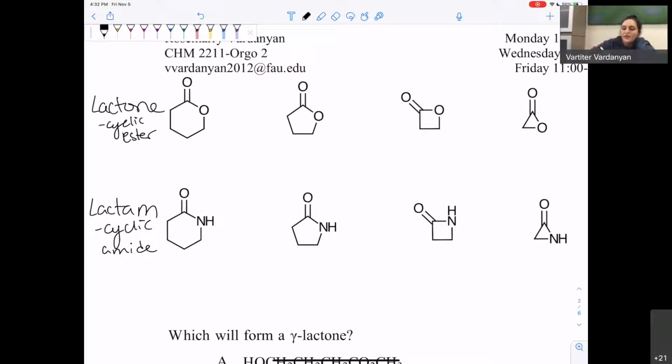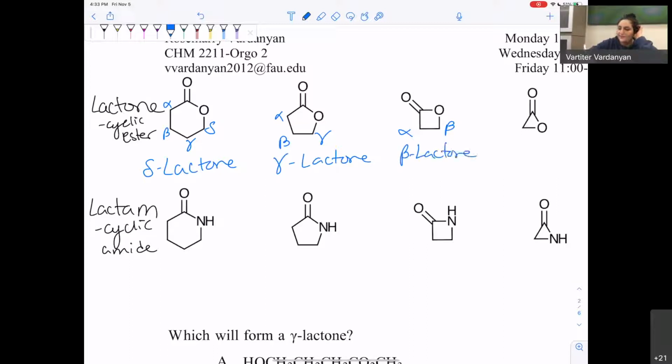So when we're naming this, we go alpha, beta, gamma, delta. Delta lactone. Gamma lactone. And then we have beta lactone. Alpha lactone.